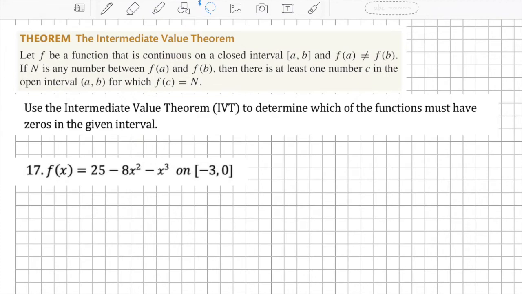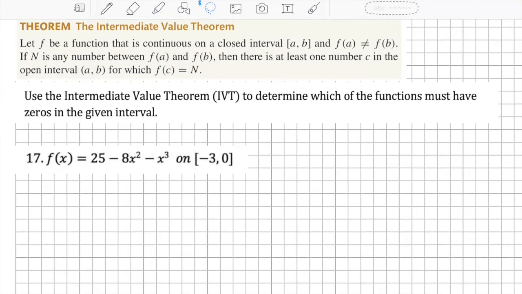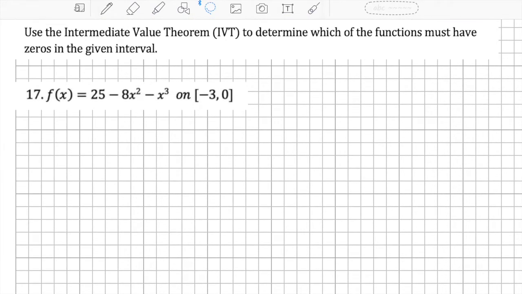So we're looking for zeros. It's not going to tell us how to find it, and it's not going to tell us what the c value is, but we know that there is at least one c value in that interval that'll give us a 0 for the function. So this is really an existence theorem. So let me explain. For example, it says use the IVT to determine which of the functions must have zeros in the given interval.